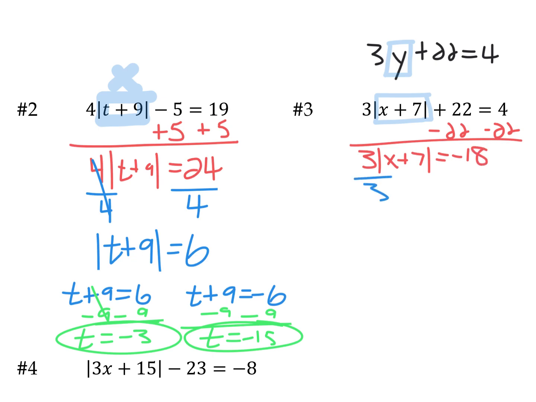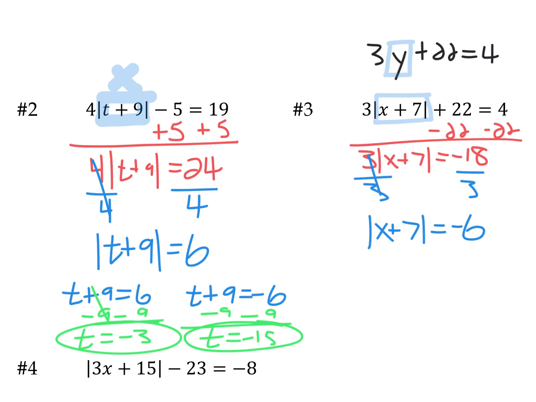And now when I divide by 3 on both sides, I get absolute value of x plus 7 equals negative 6. Remember, I want to get the absolute value expression by itself. That's the ax plus b equals c. One thing that we also pointed out is that c has to be greater than or equal to 0. Since it's not, this is negative 6, this absolute value will never be equal to negative 6. I don't care what number you plug in here for x, it's not going to work.